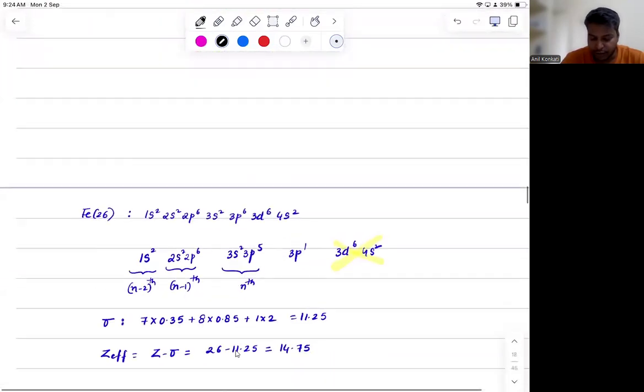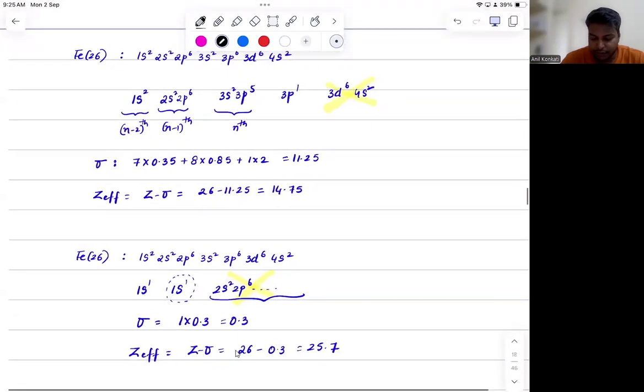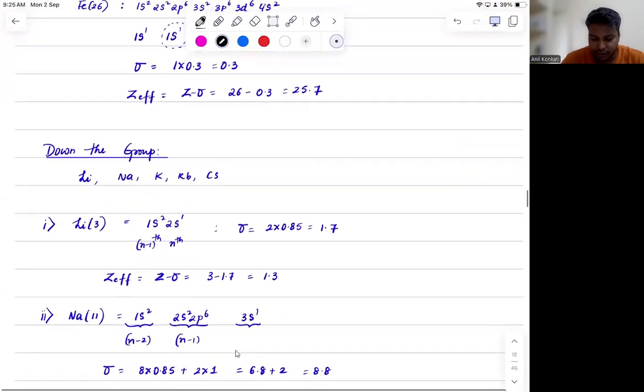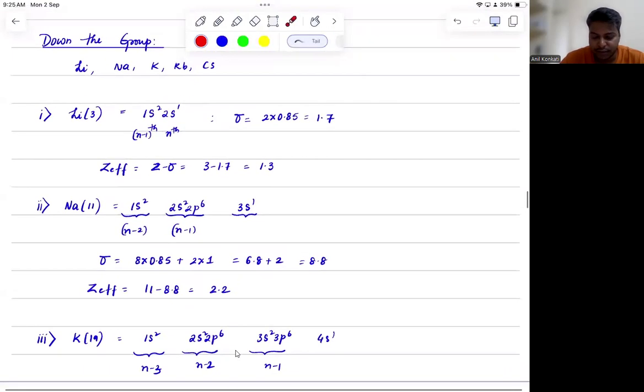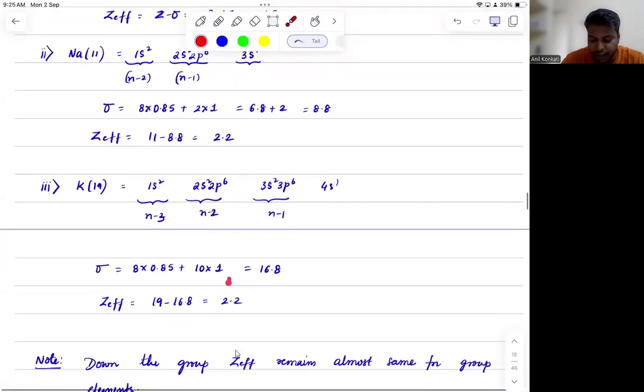Right, let us go ahead now. So you will see that when it comes to iron here, I just put some calculation there. What is to be noted here is this one, beta. Lithium, potassium, sodium, rubidium, and cesium. Lithium will get Z effective as 1.3. Sodium, we will get it as 2.2. Potassium, you will get it as 2.2.